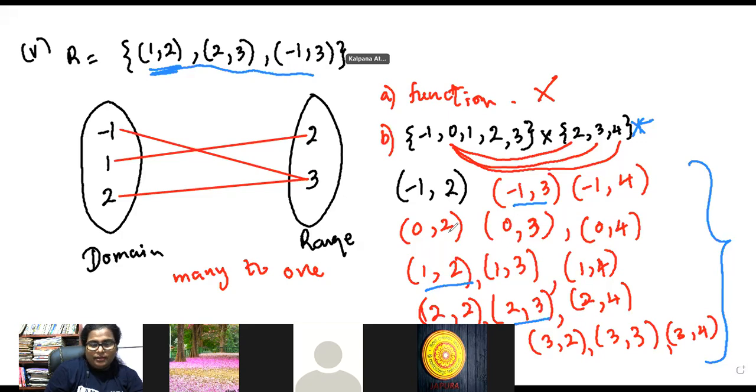So this part B statement is correct in this question. And we'll see the second one.